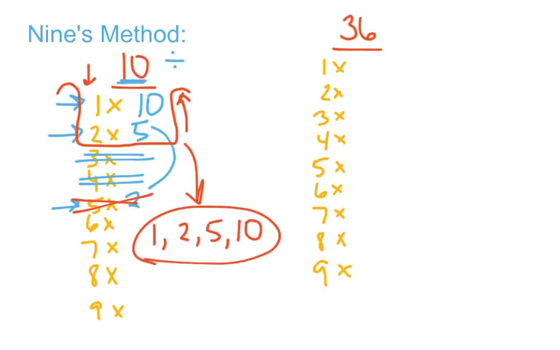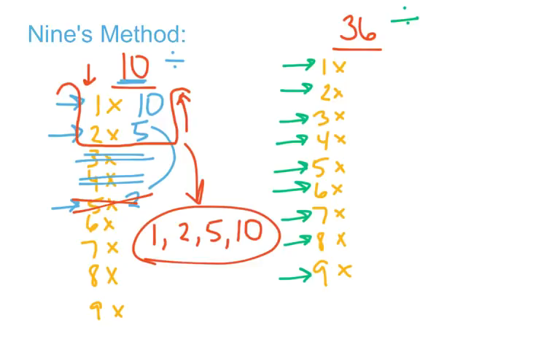Let's take a look at a second example, the number 36. Once again, I'm going to put my division sign, 36 divided by, and then I'm just going to go down my list. 36 is a bigger number, so if you're not sure, you can always use a calculator, or you can pick up your multiplication table or chart and use that to help you as well.